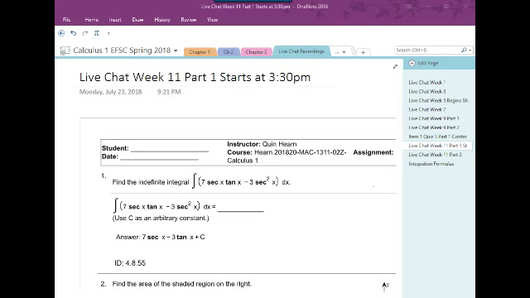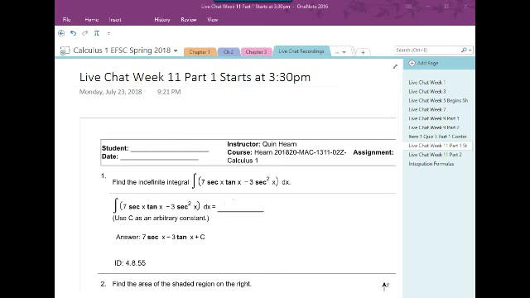All right, so for test 4, you're gonna see some problems like these. You'll notice that in item number 1 from part 1, we have to find an indefinite integral. And remember, integration's the reverse of differentiation. So whatever rules you learned for differentiation, we have to reverse them for integration.